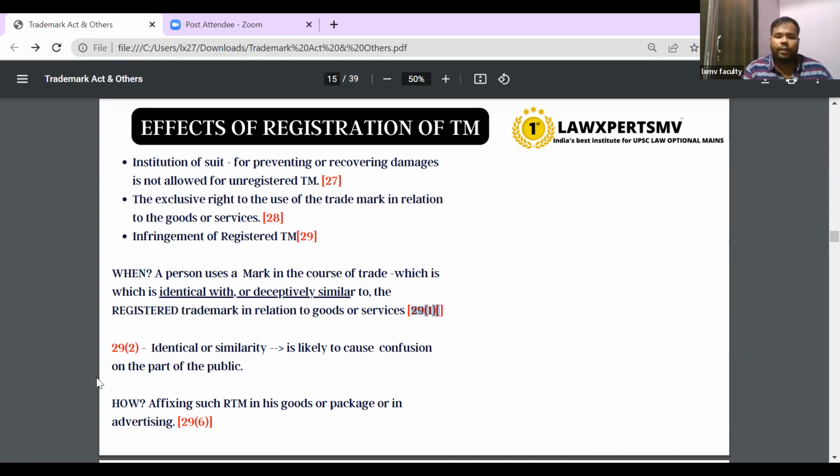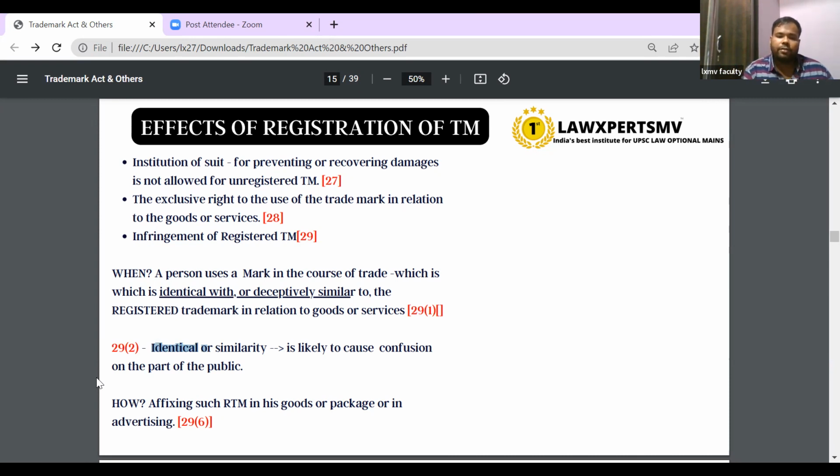And section 29 clause 2 is another kind of infringement. This is the second kind. If the mark is identical or similar and it will result in some confusion to the public, then that is also an infringement. So how might this infringement occur? It is very simple. Another person will manufacture a TV and put a name like Sony on it. That is an infringement. There is no need to go beyond that.